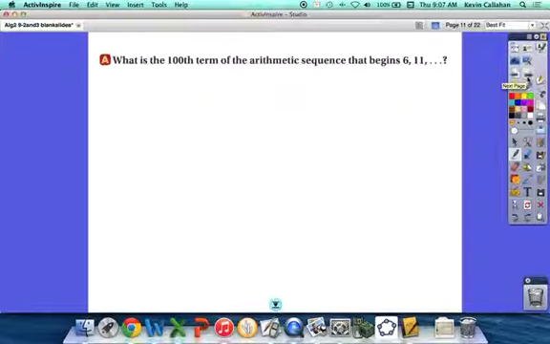So what is the 100th term of the sequence that begins with 6, 11, for arithmetic? So they're telling us it's arithmetic. We don't have to wonder if it is. We're already told. 6, 11, dot, dot, dot. So it's going to go on forever. We want to know what's the 100th term. Now, what I see in a question like this all the time is that you look and what is the common difference that you could tell just by knowing the first two terms?